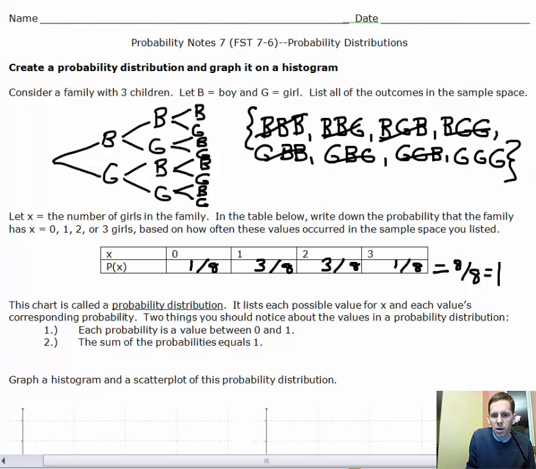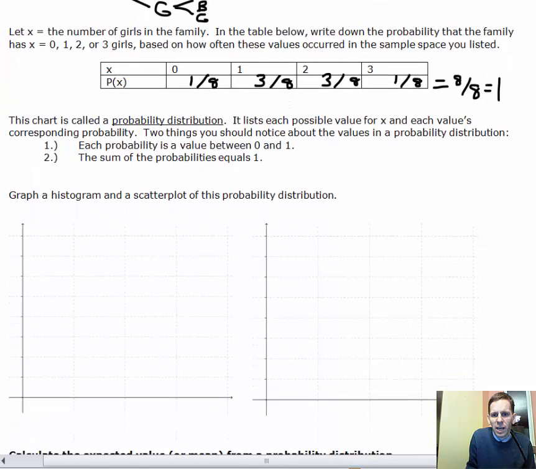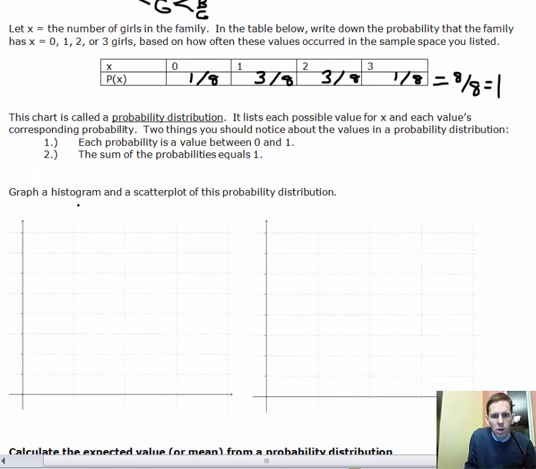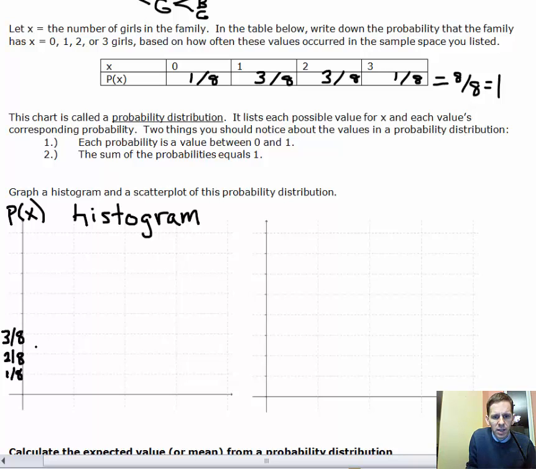Now down below we're asked to make a histogram and a scatter plot of this probability distribution. We're going to start with the histogram first. This is a graph that resembles a bar graph, but we do have scales on both axes. Along the vertical axis, we're going to write our probabilities. I'm going to label this P of x, and our probabilities range from 1/8 to 3/8. So each tick mark is going to represent an eighth. So this will be 1/8, 2/8, or 1/4, 3/8, and that's actually as high as we need to go.